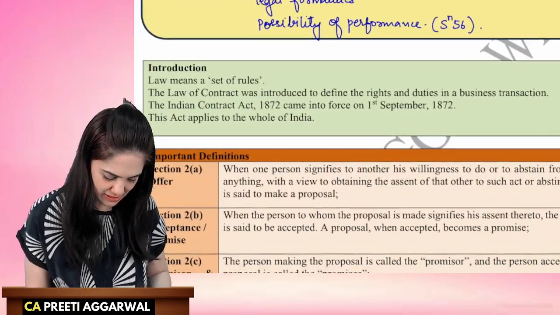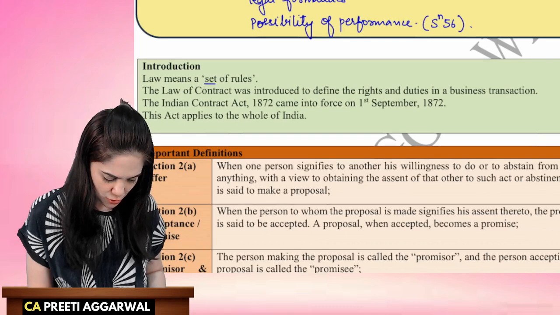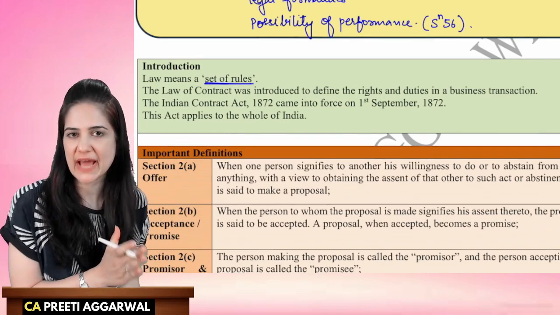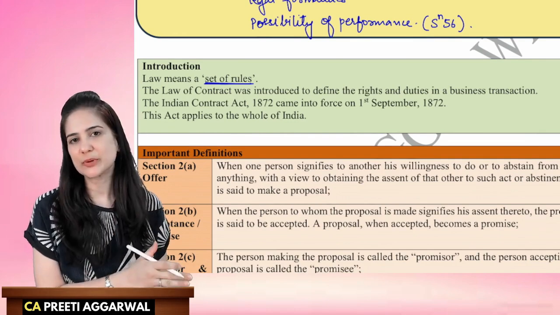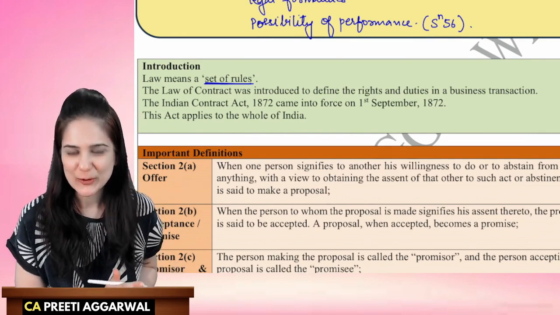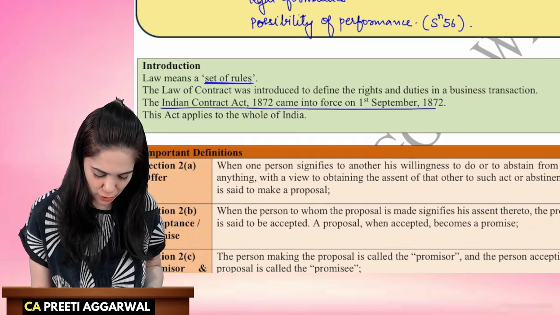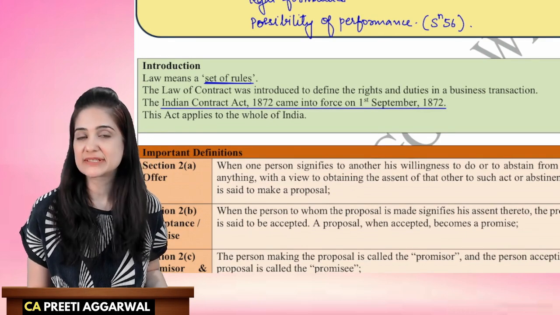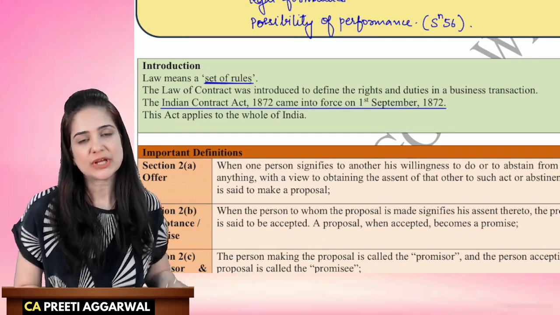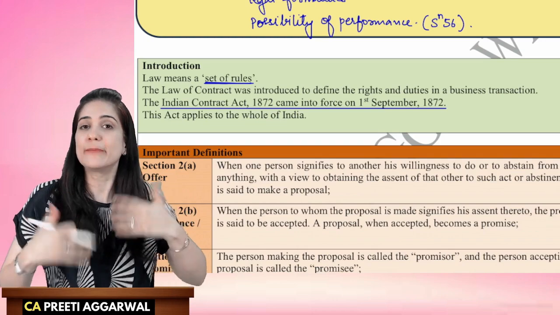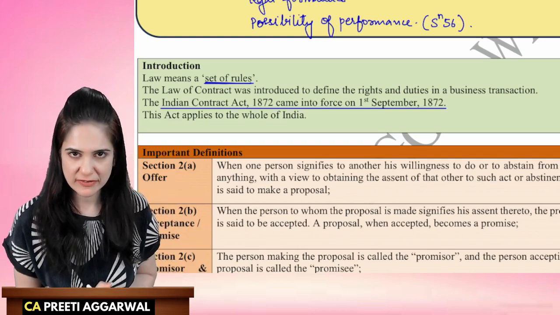So law is nothing but a set of rules. When all these rules come together, it first forms an act. When many acts come together, it forms law. The Indian Contract Act came into force on 1st September 1872. So the Indian Contract Act was enforced. It commenced on 1st September 1872.